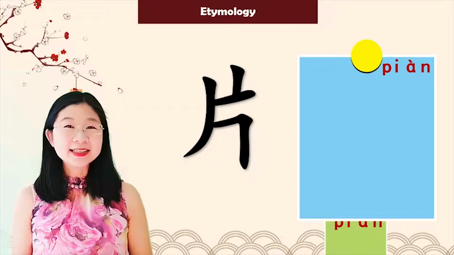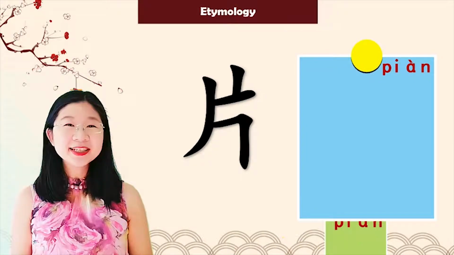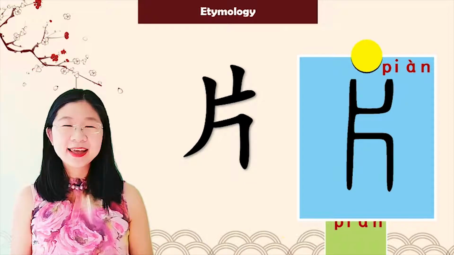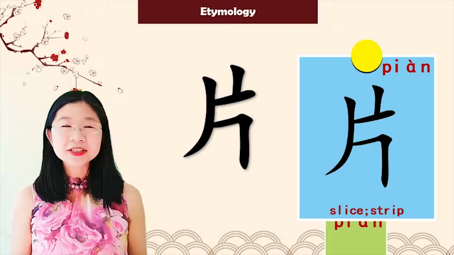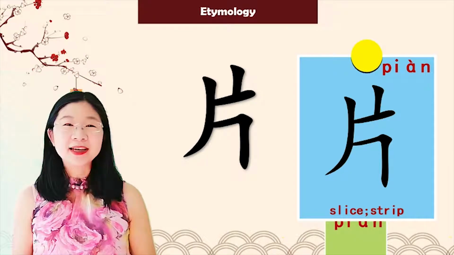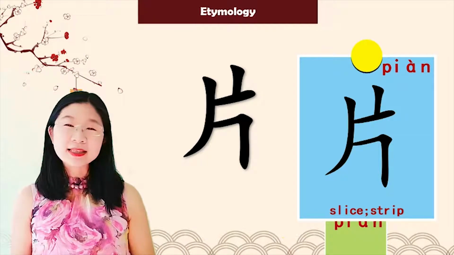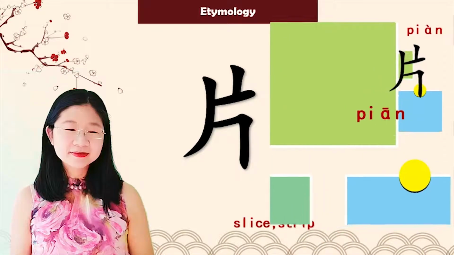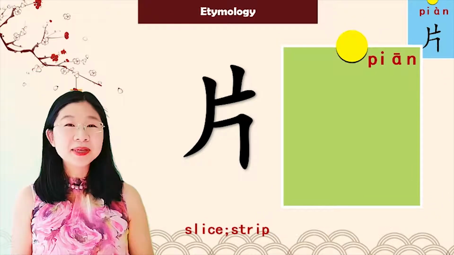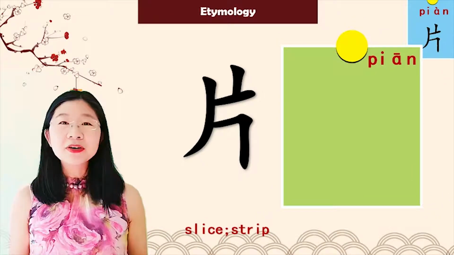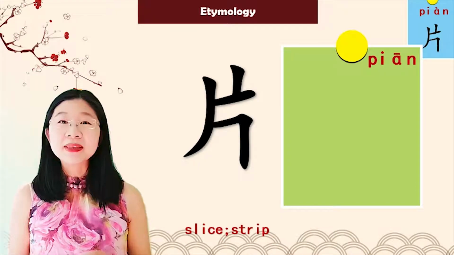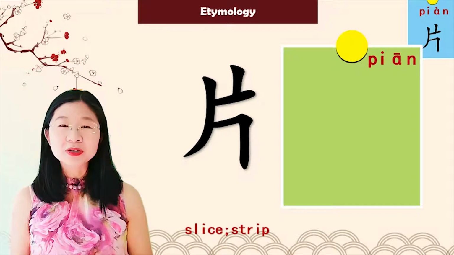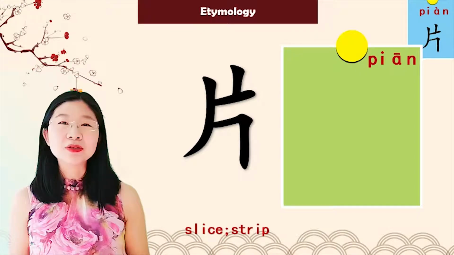Okay, let's see what this character originally looked like. It's like this. And now, the traditional character is the same as the simplified character. It means slice, strip. Even though it has two pronunciations, they share the same meaning, except when this character is in certain words, it changes pronunciation into 偏.